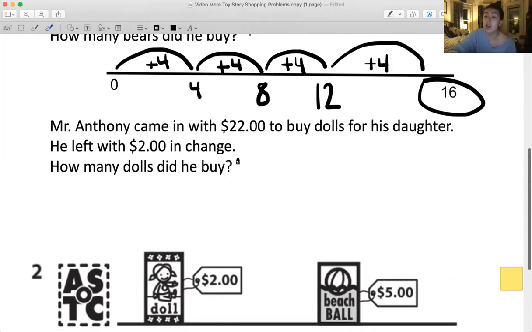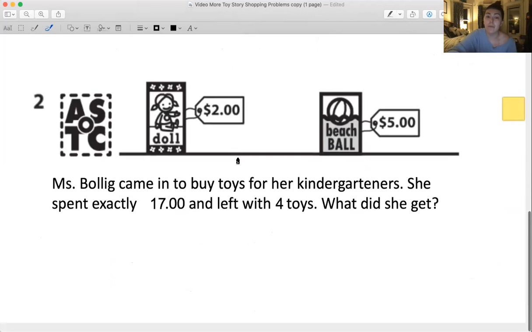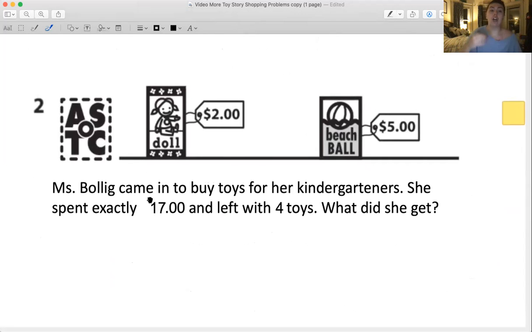So I'm not going to show you how to solve that one because you're going to do that on your own. I am going to show you now how to solve this next one, number 3 here. It's labeled number 2, but it's your third problem you're going to solve because this one's a little different. This one says, Miss Bolig came in to buy toys for her kindergartners. She spent exactly $17 and left with 4 toys.